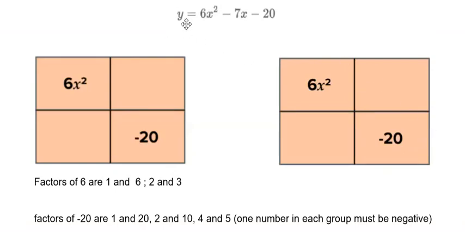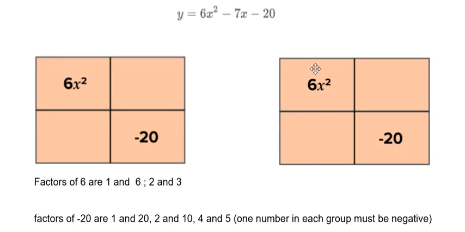So here we have our quadratic equation: y is equal to 6x squared minus 7x minus 20. Some of the things that we know are that our x squared value is going to wind up in our top left corner when we do our table method. And I have duplicated the table twice just so that we can play around with some of the features. We also know that our constant value, negative 20, is going to go in the bottom right corner.